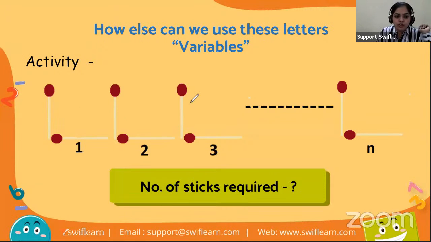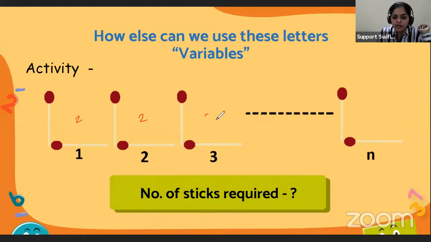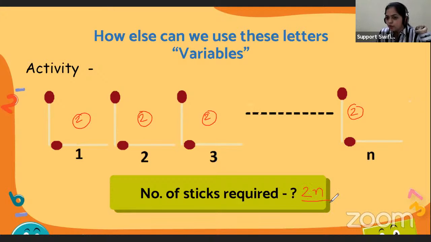2 for the first one, again 2 for the second one, again 2 for the third one. So for each L, how many matchsticks do we require? 2. So this 2 remains the constant here. And what can we say the total number of matchsticks will be equal to? The pattern will be like this: 2n. Let's check. Here n shows the number of Ls we require.